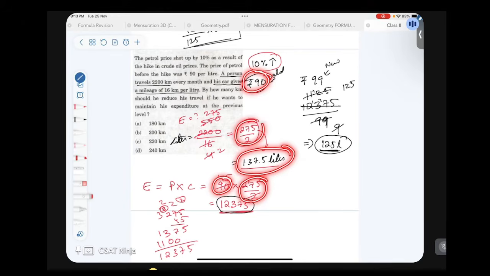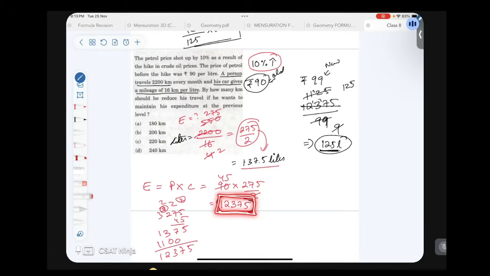Remember, these two are the same thing, only one is in terms of point and the other one is in terms of fraction. I'm just using it in terms of fraction. So the price of the petrol multiplied with the liters of petrol consumed will give me the expenditure, that means the money spent. This 12,375 is the money spent.